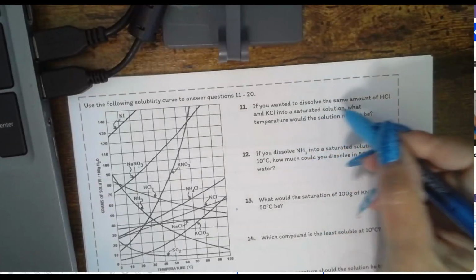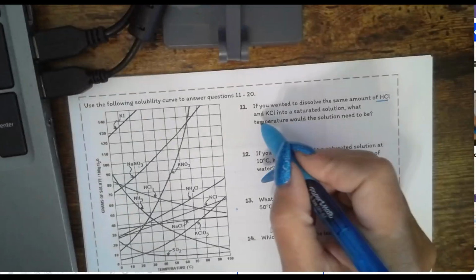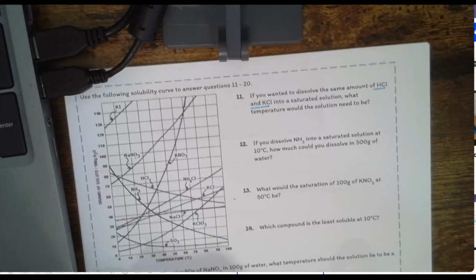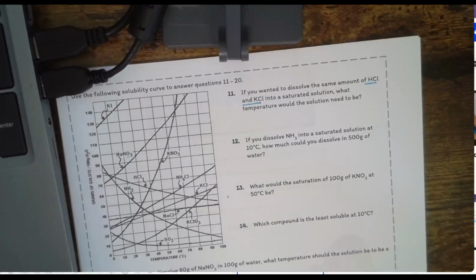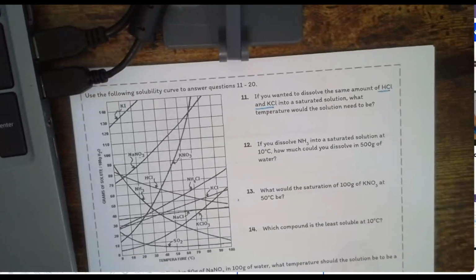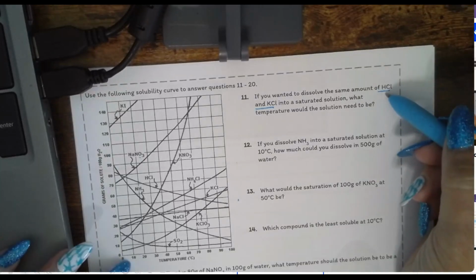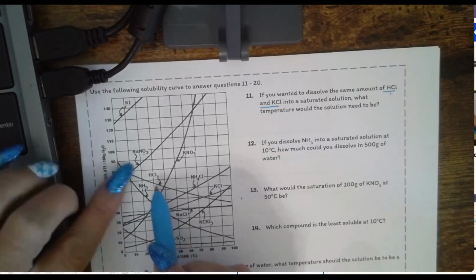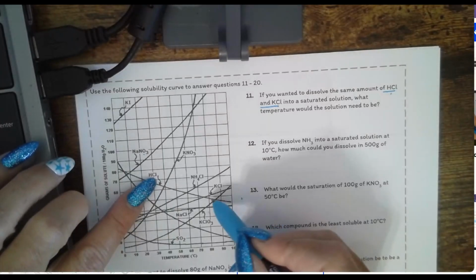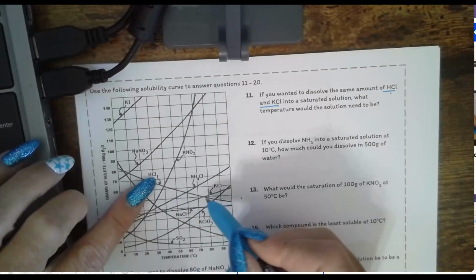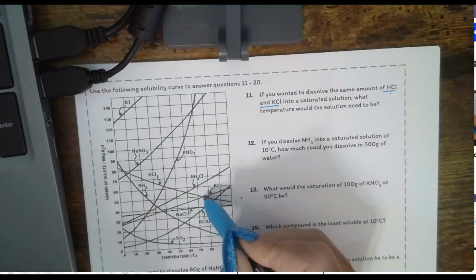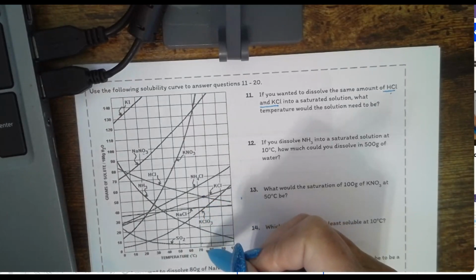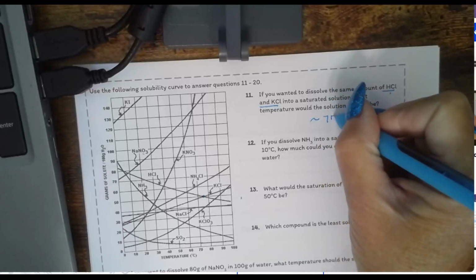If you wanted to dissolve the same amount of HCl and KCl into a saturated solution, what would the temperature be? This is another one of those where it's asking where both of these are soluble. So you're going to find a place where the lines cross. HCl is here, KCl is here. I want to see where HCl and KCl cross. That's going to be right about there. And I want to know what temperature. I'm going to say about 75 degrees Celsius.